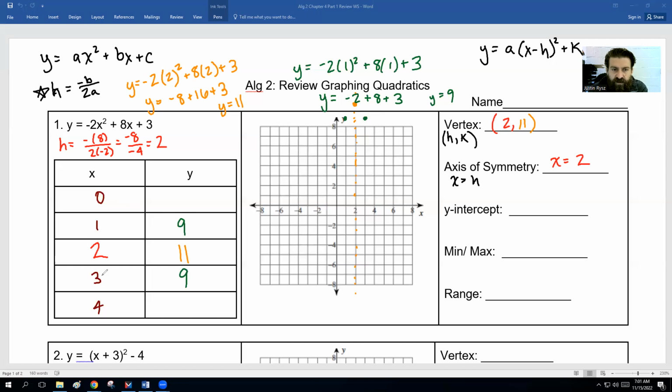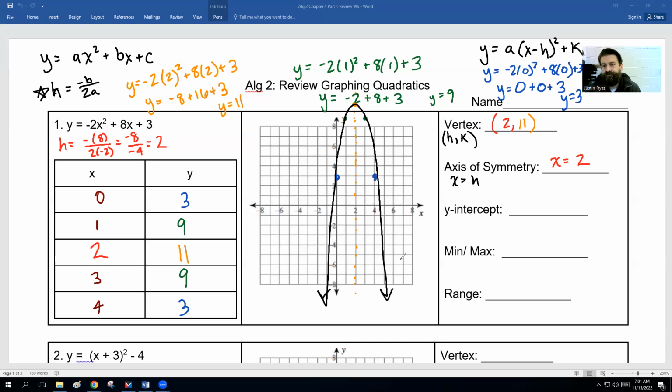And we'll do another point here. We can either plug in the 0 or the 4. I'm going to plug in 0. So negative 2 times 0 squared plus 8 times 0 plus 3. 0 squared is 0. 0 times negative 2 is 0. 8 times 0 is 0. Add 3 on there. All right, 0 goes to 3. That also means 4 goes to 3. Okay, and that's pretty much good enough that we can connect the dots and say, this is what the graph looks like.